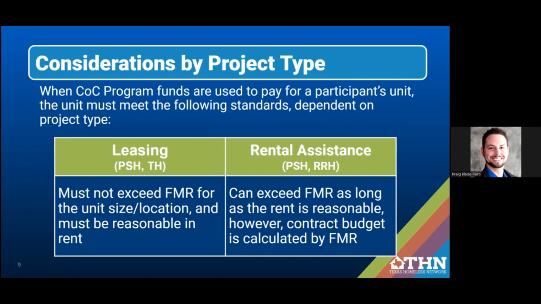The other way to pay for a unit would be with rental assistance funds. These would generally be permanent supportive housing or rapid rehousing projects. When you are paying for a unit with rental assistance funds, the unit price can exceed the FMR as long as the rent is still reasonable. However, your contract budget is calculated based on FMR. You may be familiar from applying for these grant funds that the amount available to you for rental assistance is going to be in proportion to the number of units you're saying you're going to serve times the FMR in that area, basically.